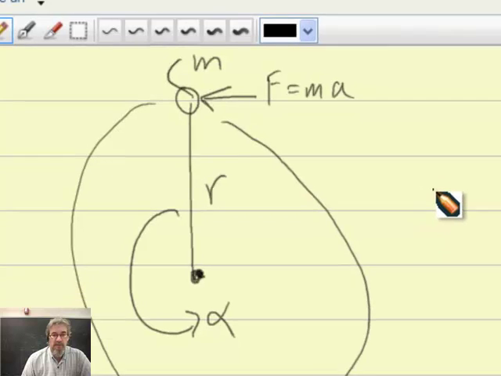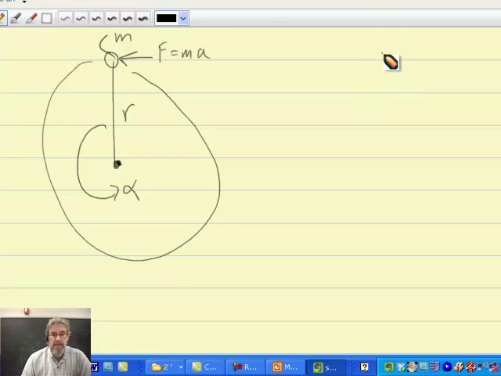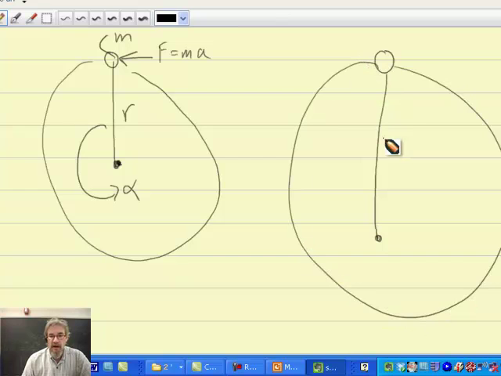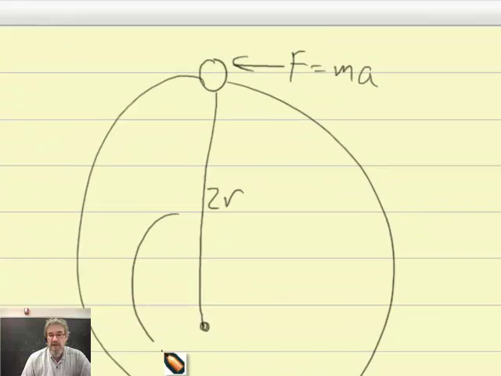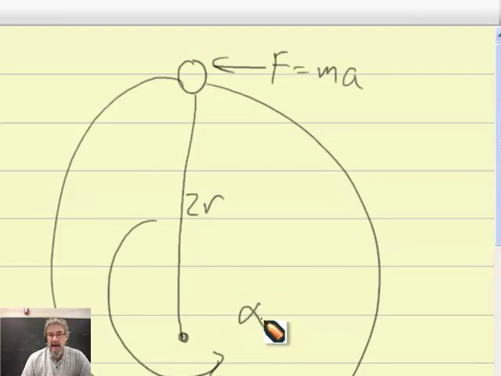Now let's think about a different object, and this object now is rotating around a circle that's twice as big. So same kind of a motion, but that's 2r, not r. And there's going to be a force that's going to push on here that's going to be equal to its mass times whatever the acceleration is needed to make this go at angular acceleration alpha.